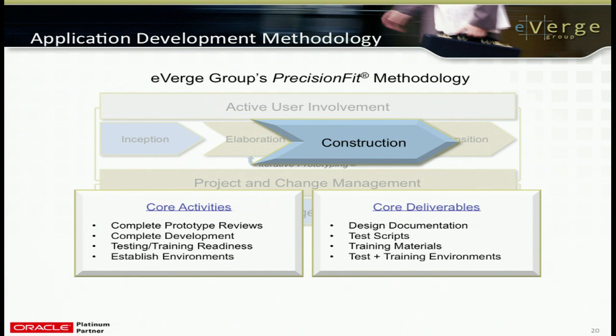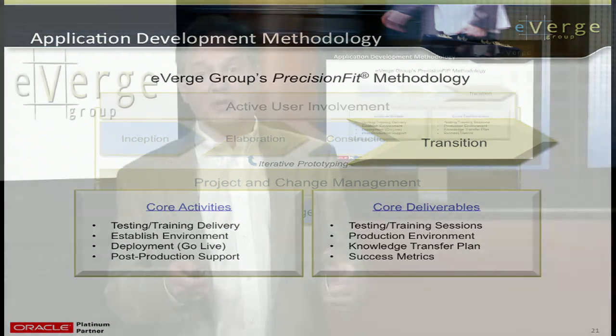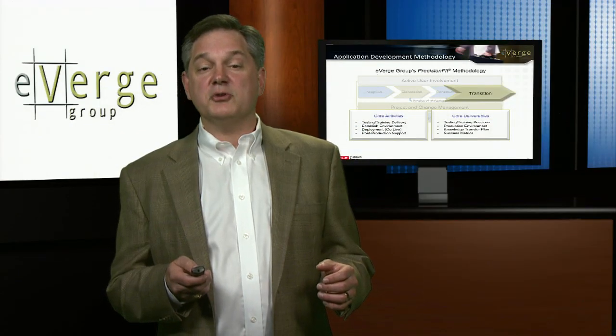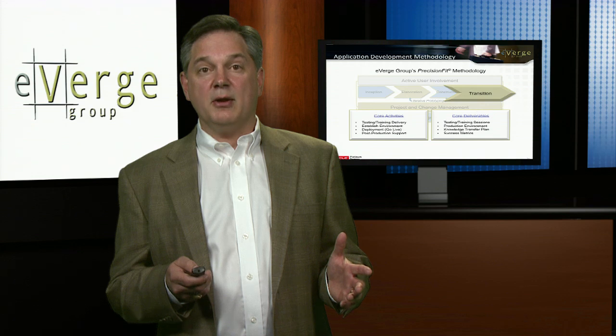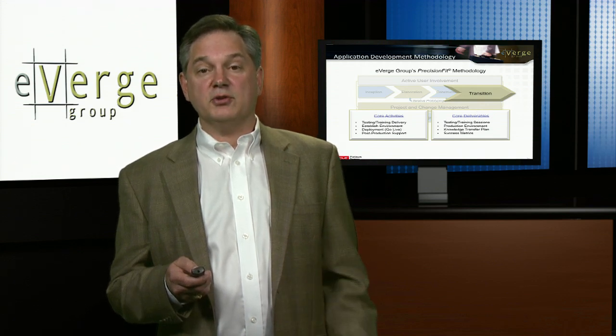As you can see in construction, you're also doing some preparation for testing and for training, and all the things you're going to need for the next phase, which is transition. In the transition phase, we're executing our testing with excellence. This can be user acceptance testing, system integration testing, everything beyond the unit testing that we've done in the development phase. We're also establishing the production environment, making sure it's performance ready, and preparing for go live and production support.